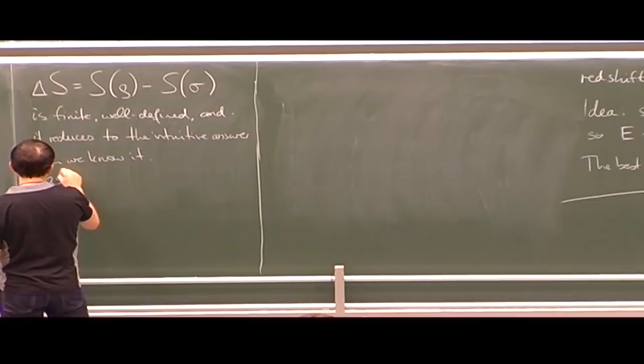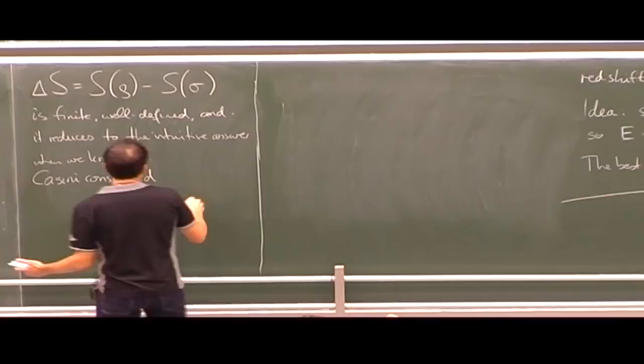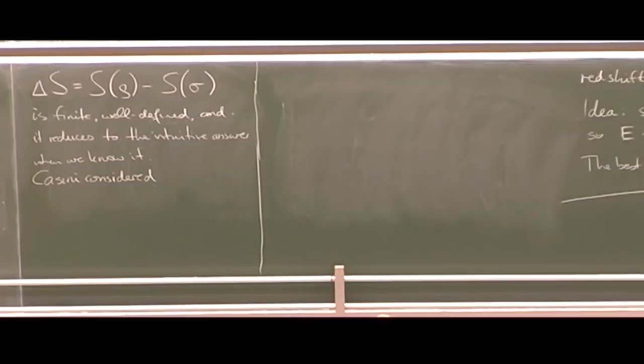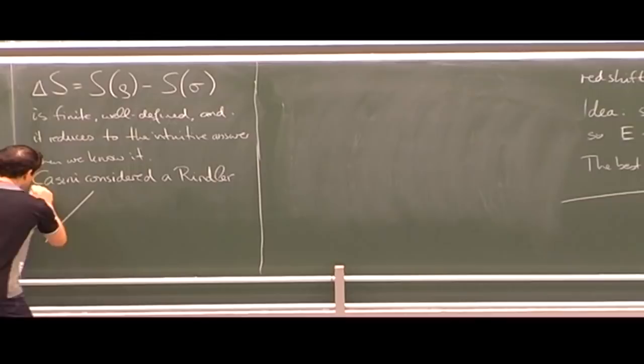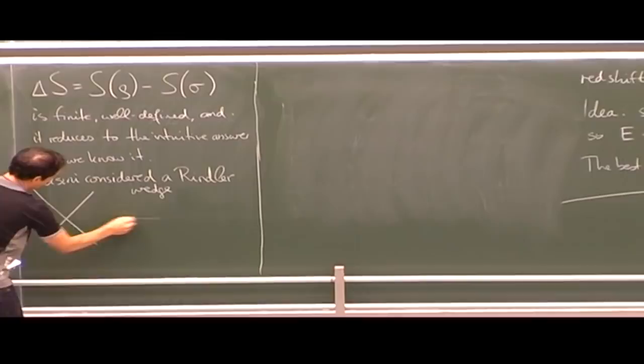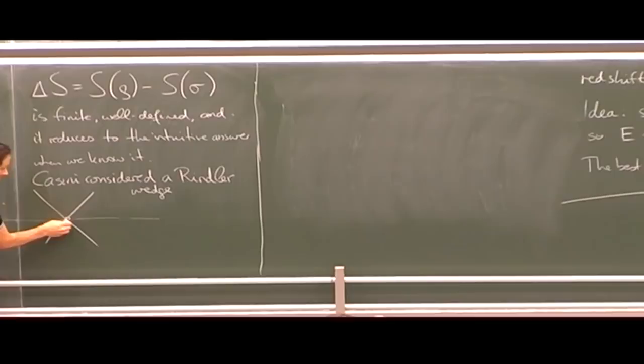So Cassini considered, just to be specific, what's called the Rindler wedge. He took this region not to be the interior of a sphere, but to be simply one side of an infinite plane in Minkowski space. Okay. That's called a Rindler wedge because as a space-time, it kind of looks like this. So here is all of space. I'm drawing only one dimension out of the three. Every point in this diagram represents an infinite plane. Okay, so here is a particular infinite plane that we're using to divide space into two halves.